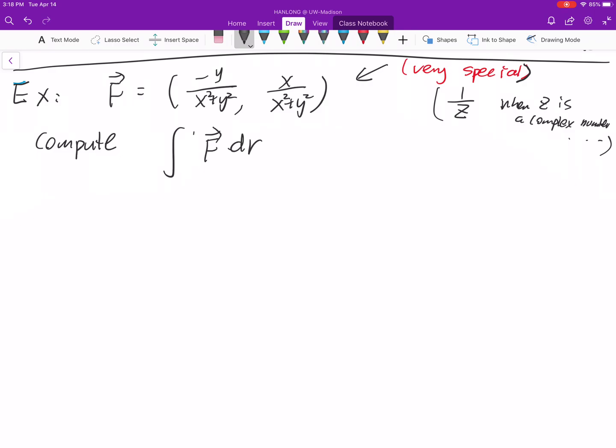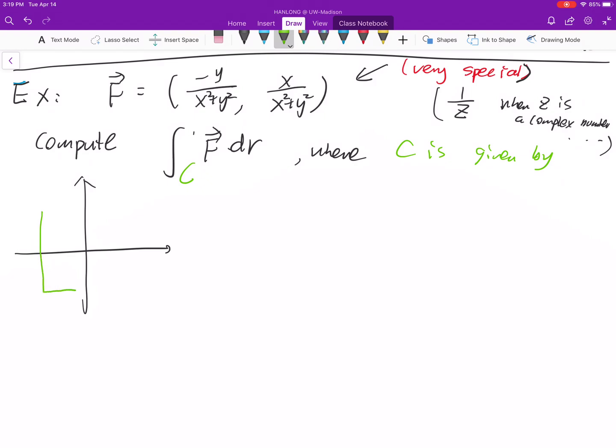Okay, and the job is to compute the line integral this way, where C is given by, so I draw a picture instead of C. 2, negative 2, negative 2, negative 2, 2, negative 2, 2. And then you have some orientation.